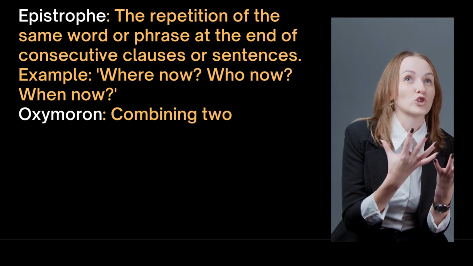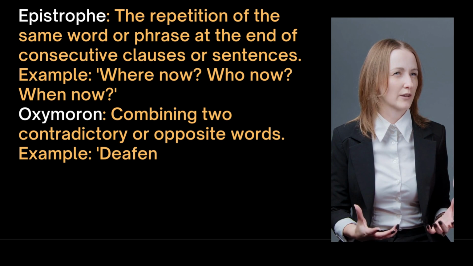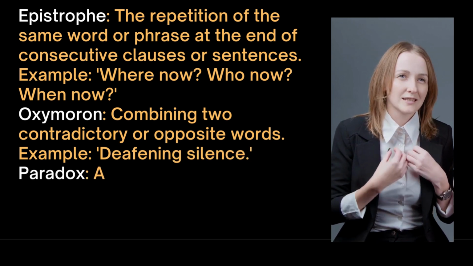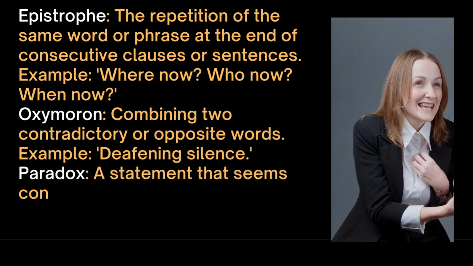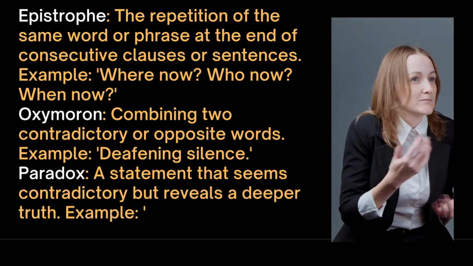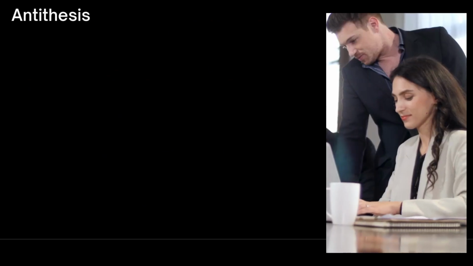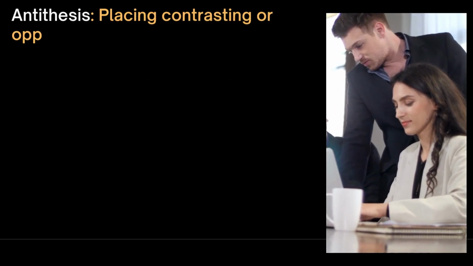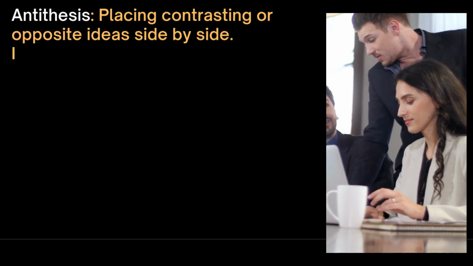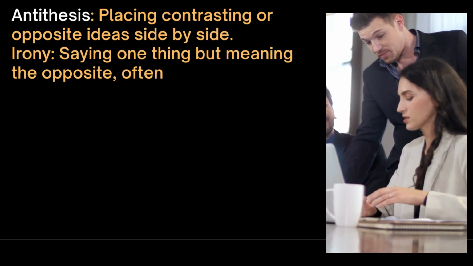Oxymoron combines two contradictory or opposite words. For example, deafening silence. Paradox is a statement that seems contradictory but reveals a deeper truth. For example, less is more. Antithesis places contrasting or opposite ideas side by side. Irony is saying one thing but meaning the opposite, often to mock or convey sarcasm.